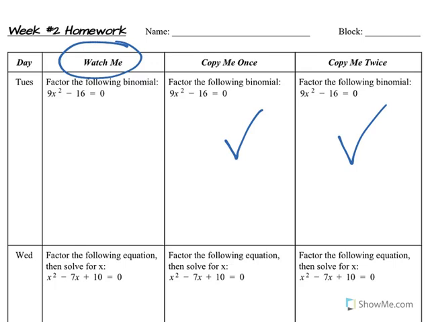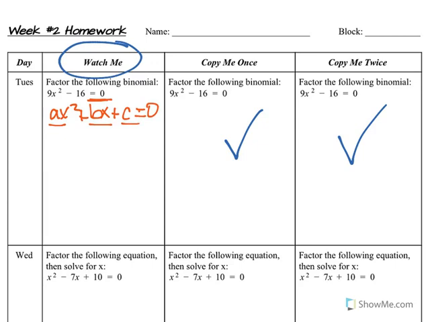And so if we look at this binomial, we have 9x squared minus 16 equals 0. Now, this equaling 0 is really important. Remember, we can't factor if it doesn't equal 0. Now, normally when we factor, we have ax squared plus bx plus c, and it always equals 0 when we factor. So we have 1, 2, 3 pieces to the trinomial when we factor.